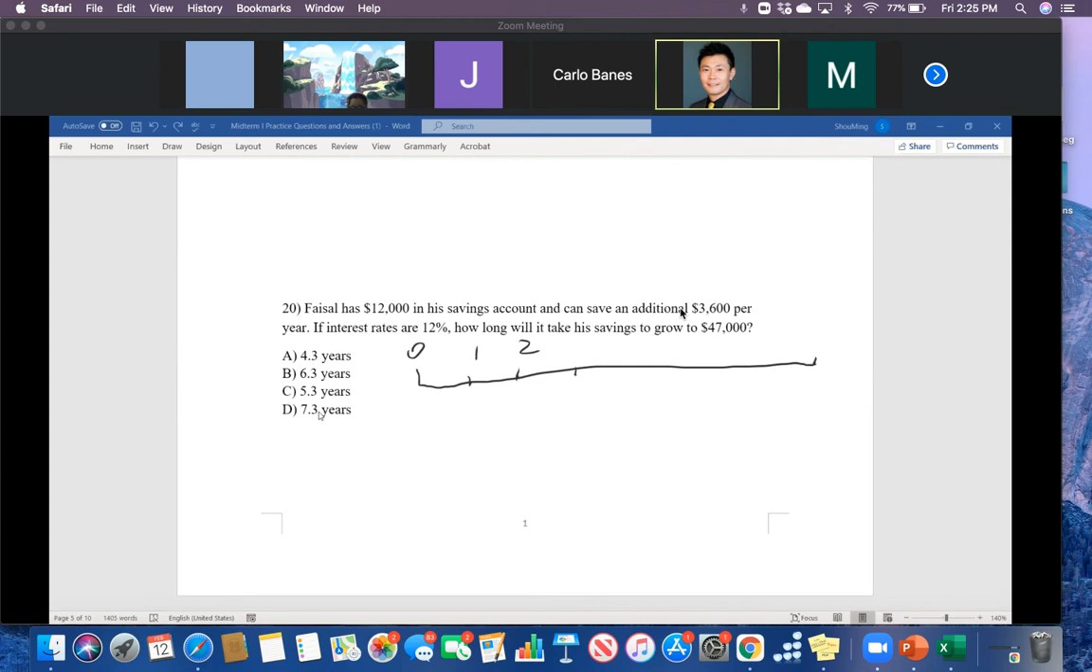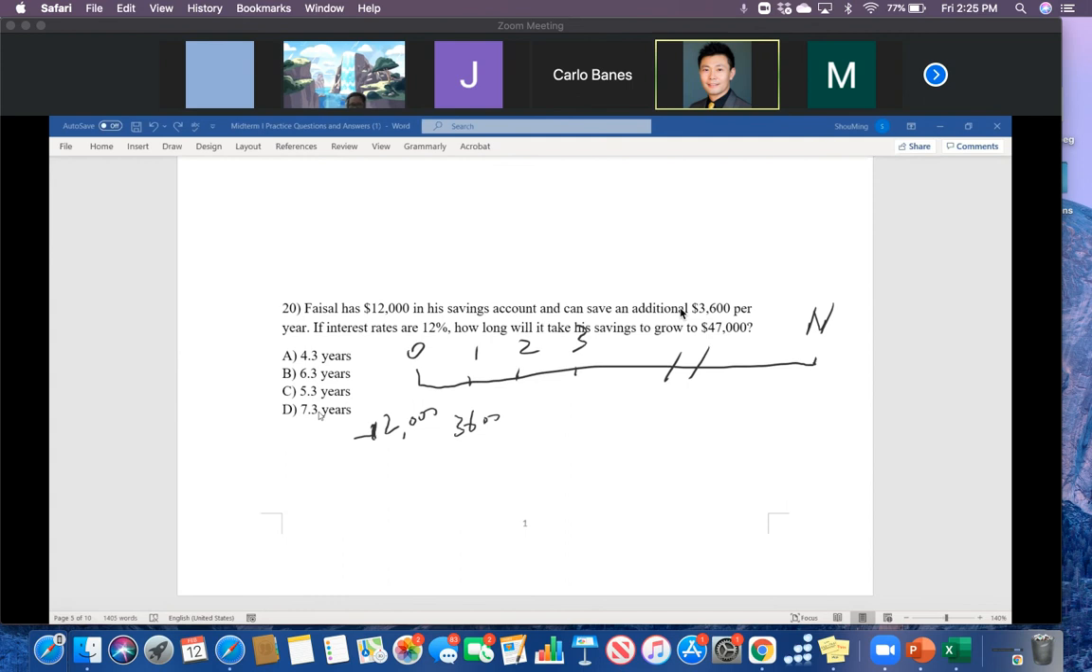Since we do not know how many years we need to wait, let's simply call it n. Okay. From the beginning, you deposit 12,000. All right, and later on you further deposit 3,600, 3,600 until year n. Okay. And at the end of year n, you want your account to have 47,000, right? So we need to calculate N.